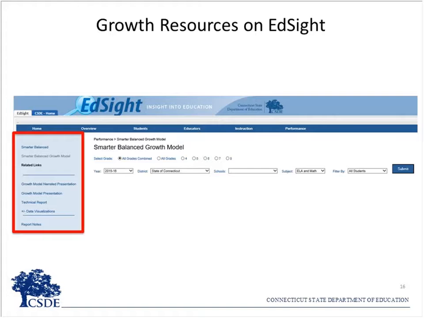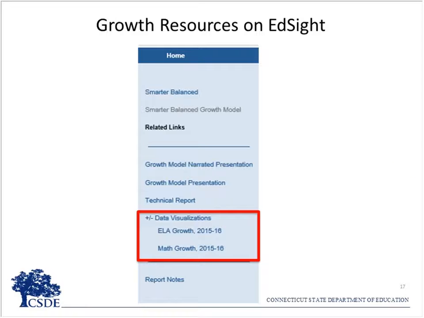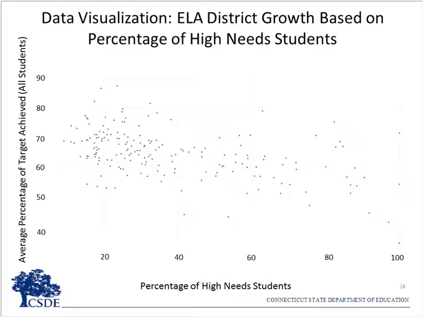Let's take a quick look at those. You have to hover over that with the mouse, and then you'll see those two options, ELA and math. We will show you the ELA as an example here. We're trying out some of these visualizations to present the data in different ways so that people can have different ways of understanding the information. In the coming months and years, you'll see more of these appearing on EdSight.